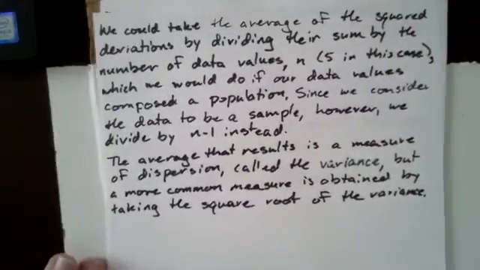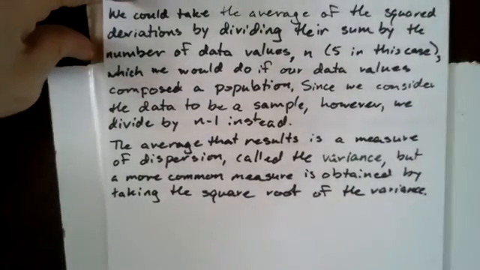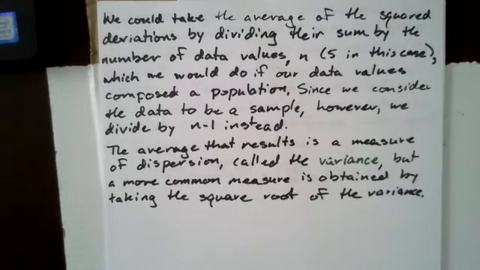We could take the average of the squared deviations by dividing their sum by the number of data values, n, which is 5 in this case, which we would do if our data values composed a population. Since we consider the data to be a sample, however, we divide by n minus 1 instead. The average that results is a measure of dispersion called the variance, but a more common measure is obtained by taking the square root of the variance.